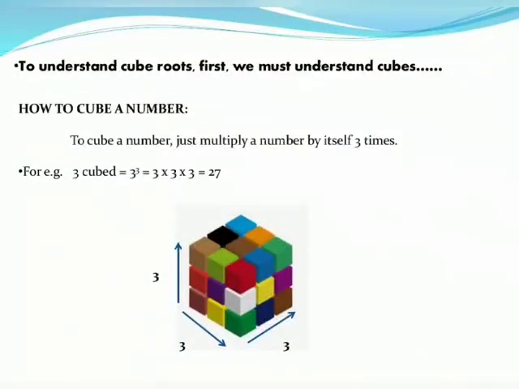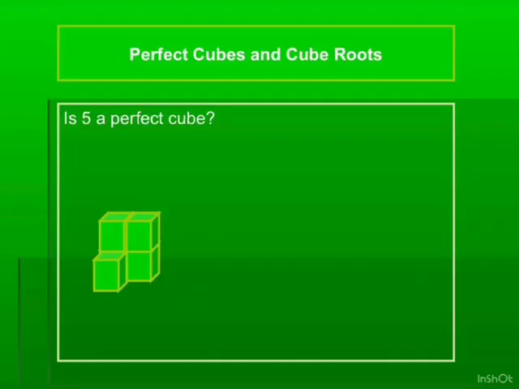And if we can arrange 27 objects in form of a cube, then that number is a perfect cube. Means 27 is a perfect cube number. Now can you tell 5 is a perfect cube number or not? No, 5 is not a perfect cube because 5 cubes cannot be arranged in form of a cube.